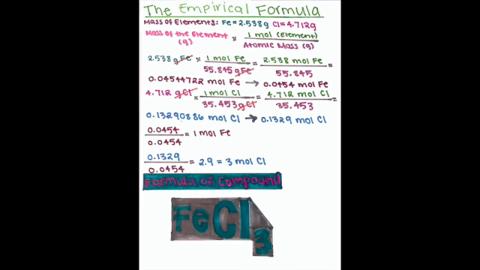And now, since we have found our ratio for our compound, we're going to go ahead and write it down. It's going to be Fe, iron, with 1 mole, and then we have chlorine with 3 moles, making it iron chloride, making our final answer FeCl3.